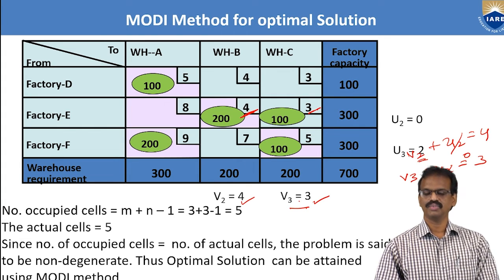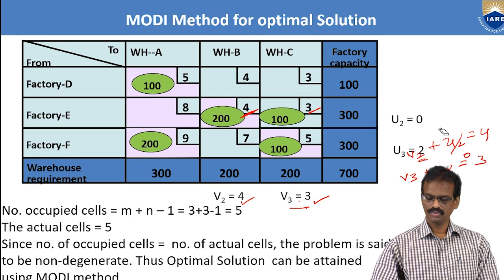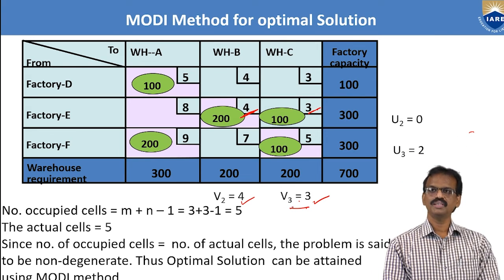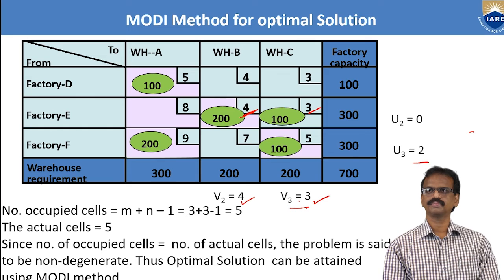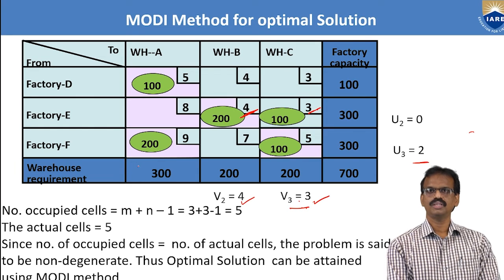We can find out U2 and U3 also. Because you know that V3 is equal to 3, and the total value is equal to 5, 5 minus 3 is equal to 2. So here also we can use the allocated cells. By using the allocated cells you can find out the UV values only. You have to remember that one.